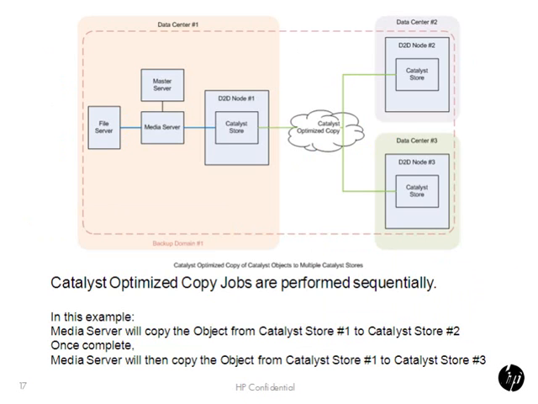Now, just like you can do multi-hop, you can also do a one-to-many. In this example, we've done a backup to the Catalyst store on D2D node number 1, and then we instigate a copy to the Catalyst store on D2D node number 2. Once that's complete, we then do a copy from Catalyst store number 1 to Catalyst store number 3. Again, this is a 1-to-n, so it's only limited by the imagination of your backup policy as to how many copies you want to have.